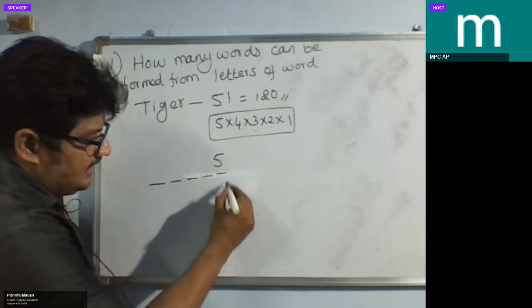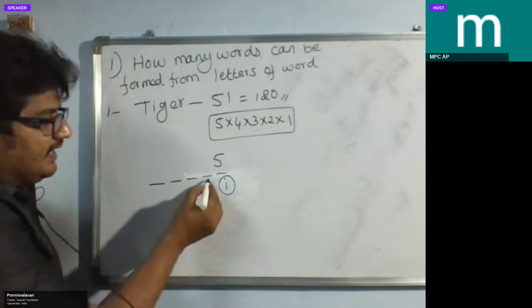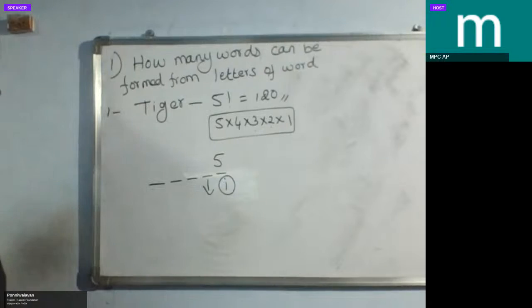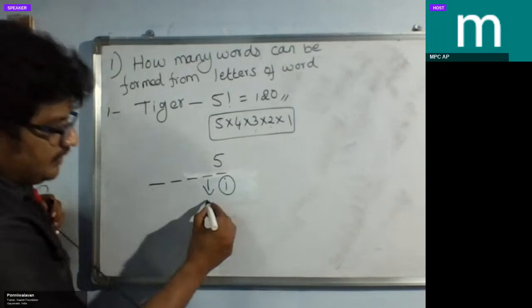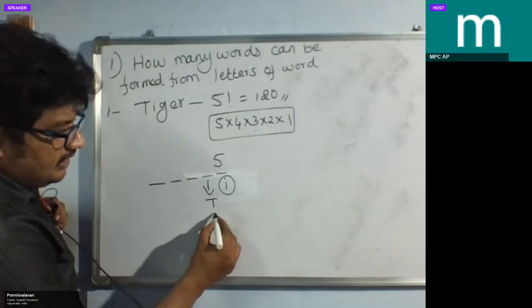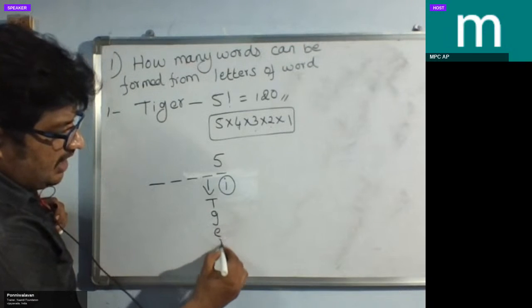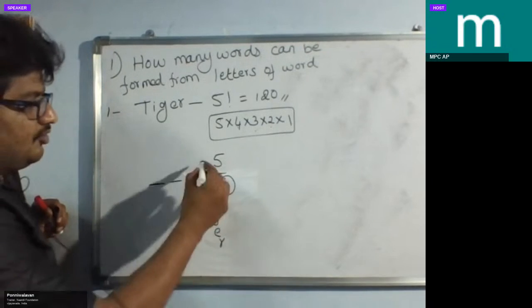Okay, you take I. Okay, I put I here now. Here, how many letters possible? T, G, E, R. How many letters possible? 4.